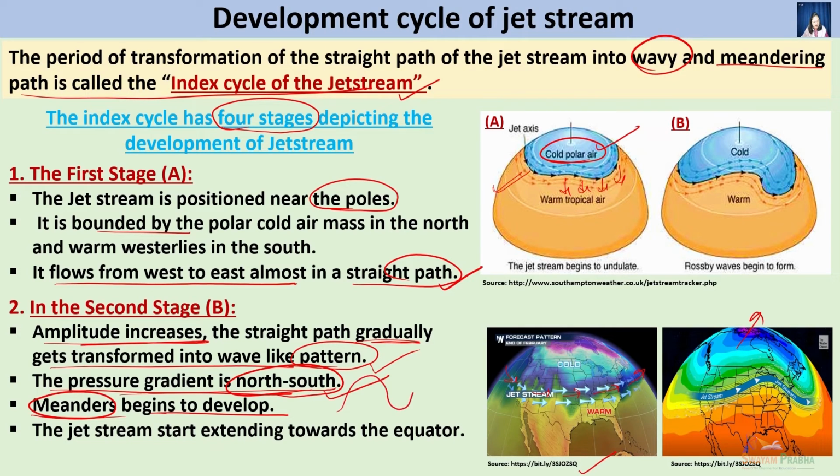The wave-like pattern starts emerging in the jet stream, as you can see in this diagram, and the jet stream starts extending towards the equator. So with the progression of the winter season, the jet stream also becomes extensive and starts expanding towards the lower latitudes also, and its aerial coverage becomes much more pronounced.